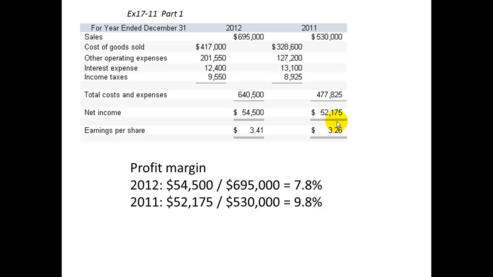2011, we've got net income of $52,175 divided by net sales of $530, 9.8%. Higher is better, so things have gotten a little worse from 2011 to 2012. That's part one.